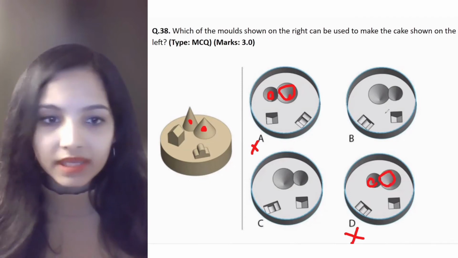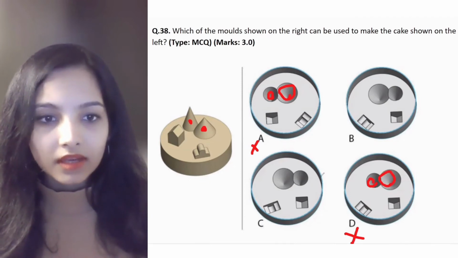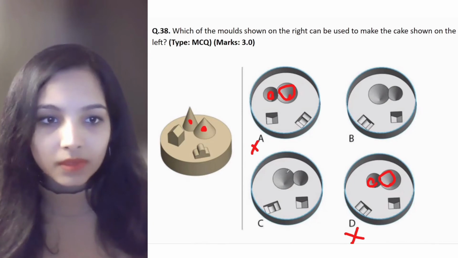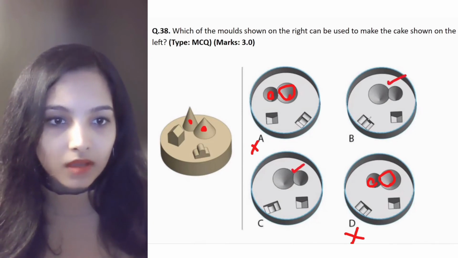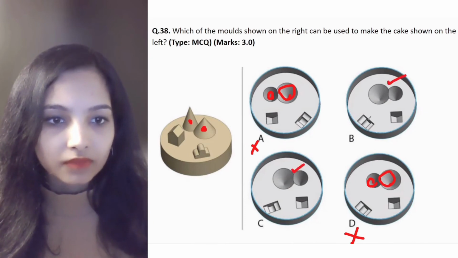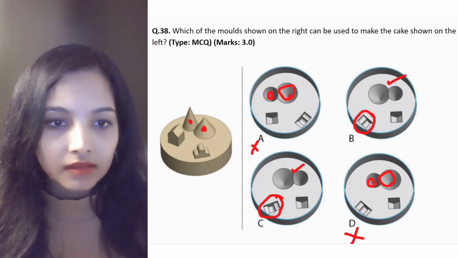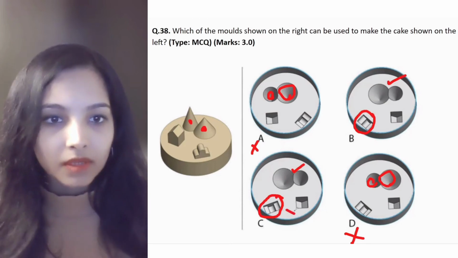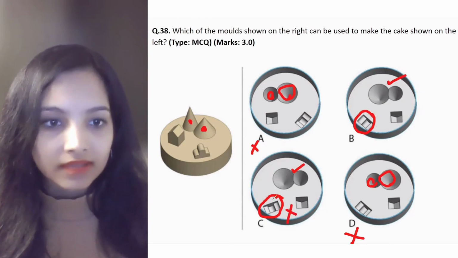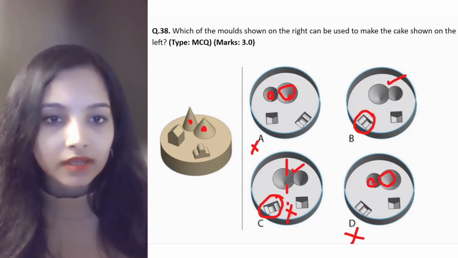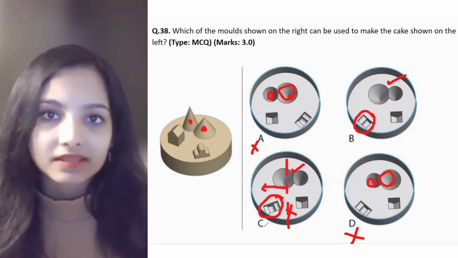Now, out of B and C, the arrangement of cones is properly mirrored, but the arrangement of this shape is not the exact mirror image in option C, right? It is being mirrored on horizontal axis. So it's not correct. So option B is the answer.